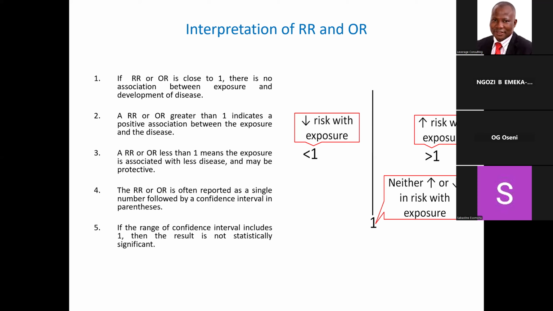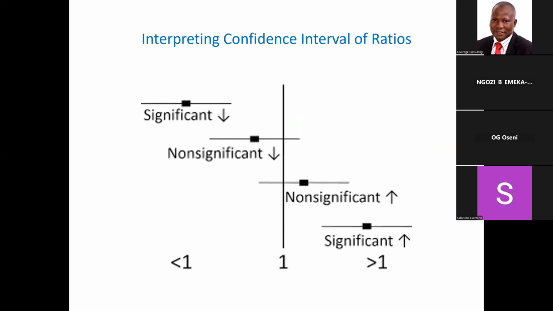So we also talked about how you interpret the confidence interval. How do we know? Even if you do your analysis without the p-value, from the confidence interval you can know whether it is significant or not. By the time you calculate your relative risk or odds ratio, the computer will give you the confidence interval of the relative risk or the odds ratio when you analyze with the computer.